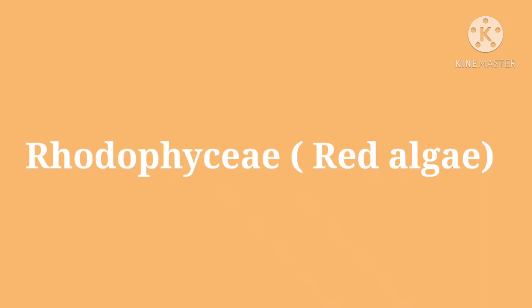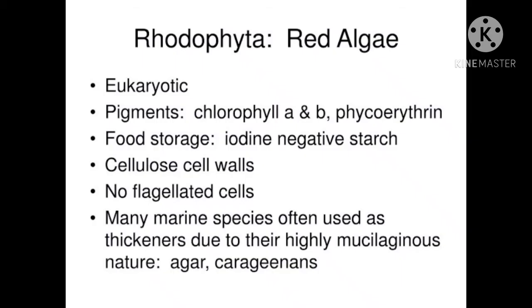The next type is Rhodophyceae, also called red algae because of the presence of red pigment in it. Let's have a discussion about the Rhodophyceae, or red algae. The plant body is found in marine as well as in fresh water, on the surface or the deep sea and brackish water.